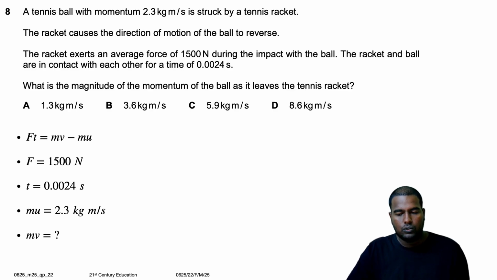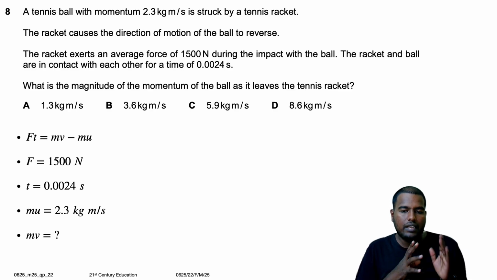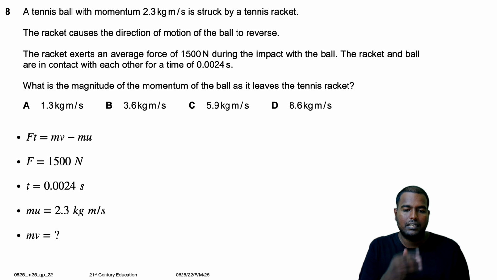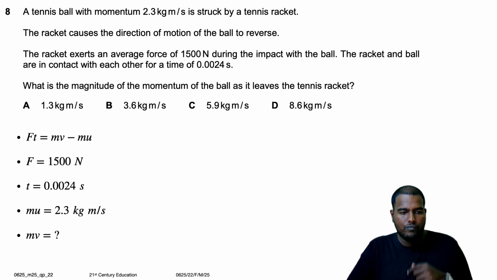Okay. So we'll take the formula Ft equal to mv minus mu, but we have to fix the direction. See, initially the ball comes from one direction and again it goes back to the opposite direction. So any one direction we have to take positive, the other direction we have to take negative. For our convenience, we'll take the direction in which the ball leaves as positive. So mv will be positive, mu will be negative.